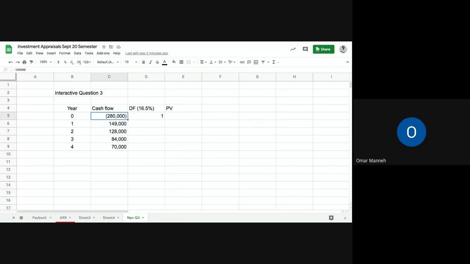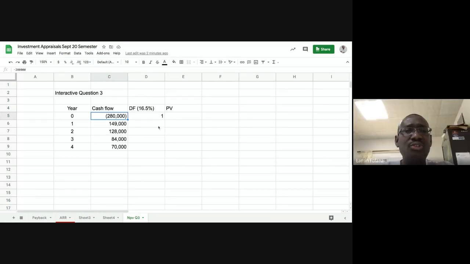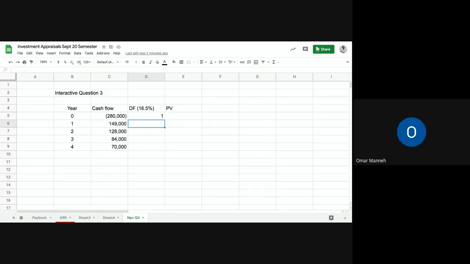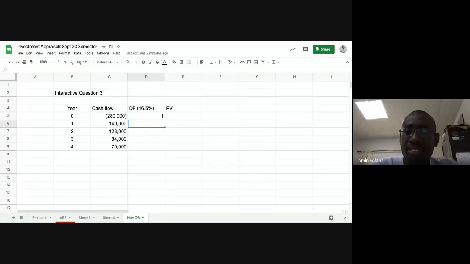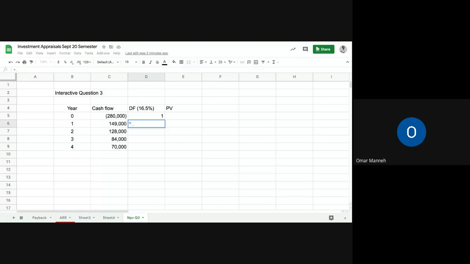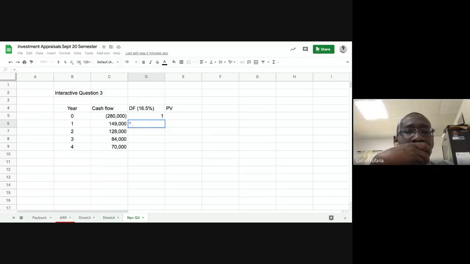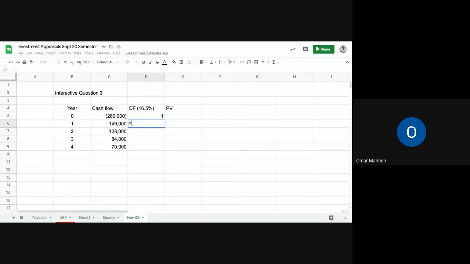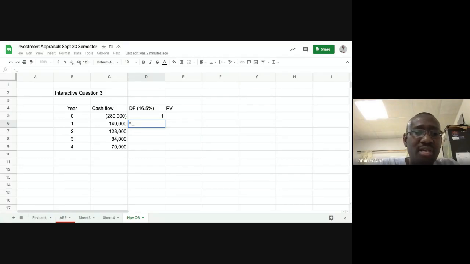Yes, let me try the formula then. Good. So what should be the formula? We should start from year 1, cell D6. We say equals ROUND. What is round? It rounds it up. Should we round it up? I think it should be. We can use the round, or we can use it without the round. Let's see how the round is going to be.